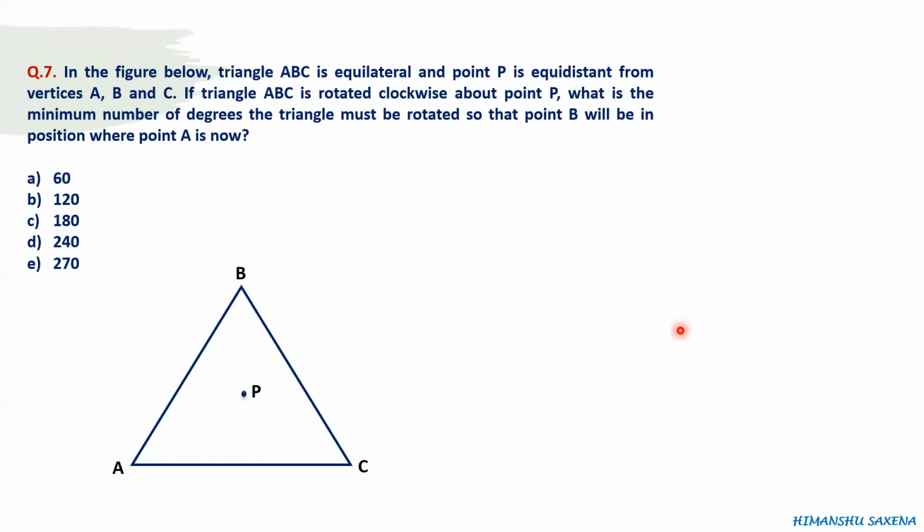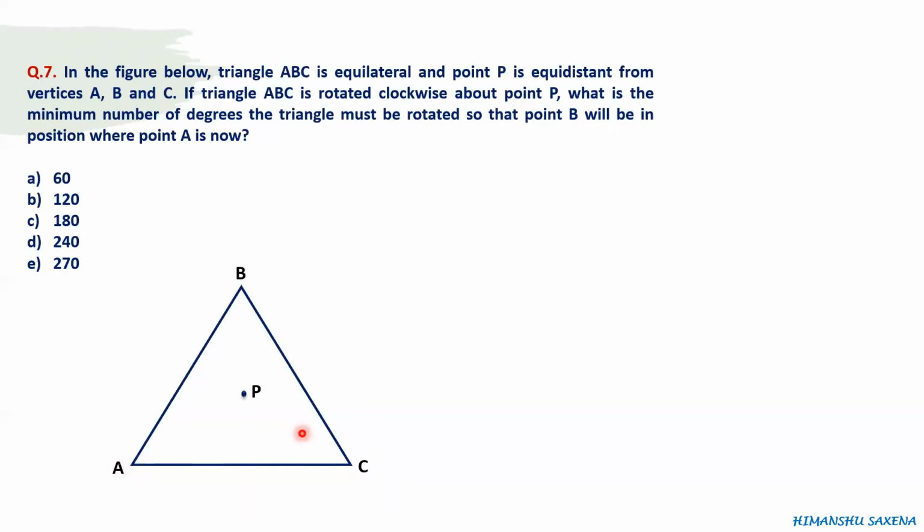Now next question is, in the figure below, triangle ABC is equilateral and point P is equidistant from vertices A, B and C. So this is an equilateral triangle and P is equidistant from these three vertices. So if triangle ABC is rotated clockwise about point P, what is the minimum number of degrees the triangle must be rotated so that point B will be in the position where point A is now? So point B is here. If you rotate it clockwise, it should reach here. So how much angle will it travel when it goes from here to here, when the triangle is rotated, right?